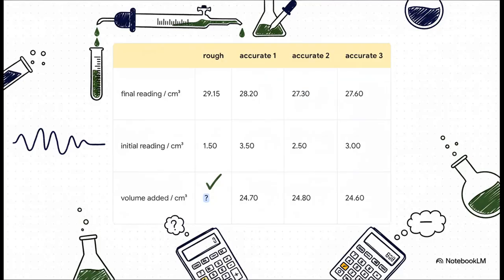Okay, so first things first, they usually give you a nice, easy start to get you settled in. Here, we just need to calculate the volume for that rough titration. It's just a simple subtraction. Final reading minus the initial reading. So 29.15 minus 1.50. That gives us 27.65. Boom, one easy mark in the bag.